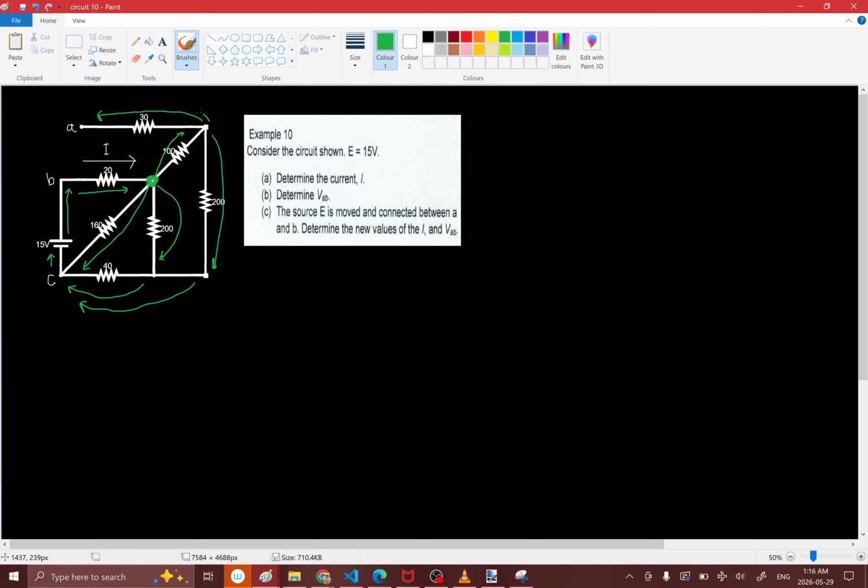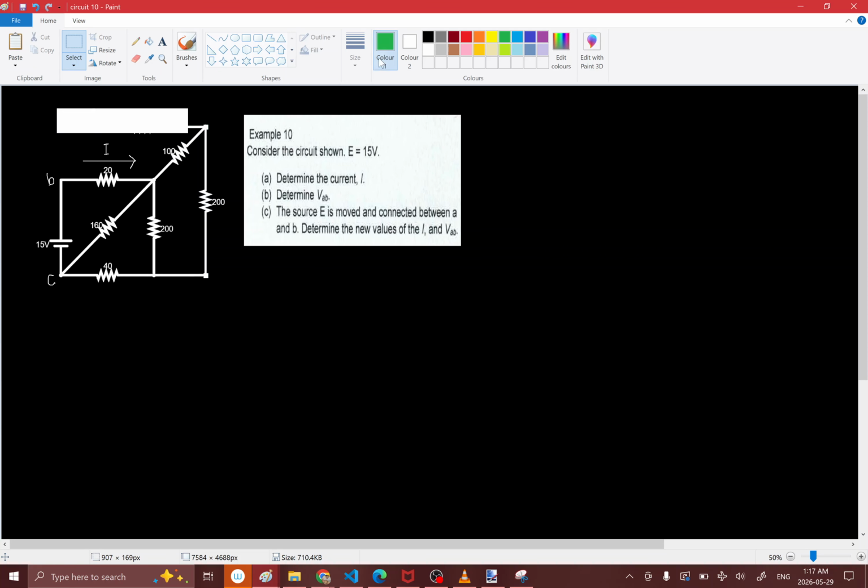The current can't just go here and then come back. It has to follow one path. And there's no way to get from this point A back to the battery, so the current won't go down that way. So we can redraw this diagram. Let me just get rid of all these currents here. We can redraw this diagram to get rid of A, because it's not going to be relevant for our question.